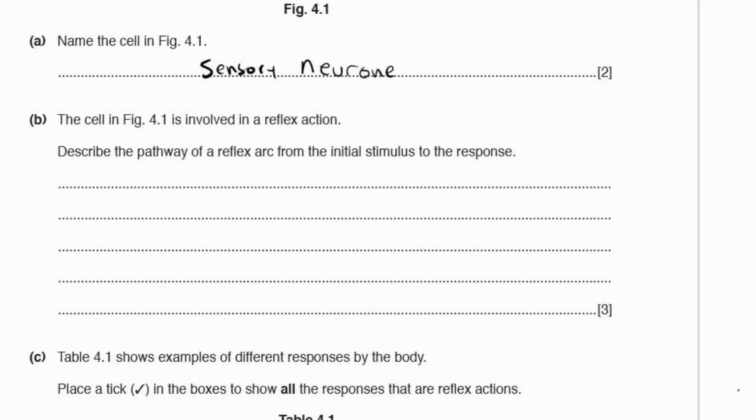So, for a reflex action to occur, you need to have the reflex arc, and that has to start with a stimulus. So something happens that needs to be detected. Maybe you put your hand on a hot stove. So the stove is hot, your hand has to detect it. So a stimulus is detected by the sensory neuron, and then it has to transmit that impulse to the relay neuron, and that's in the central nervous system.